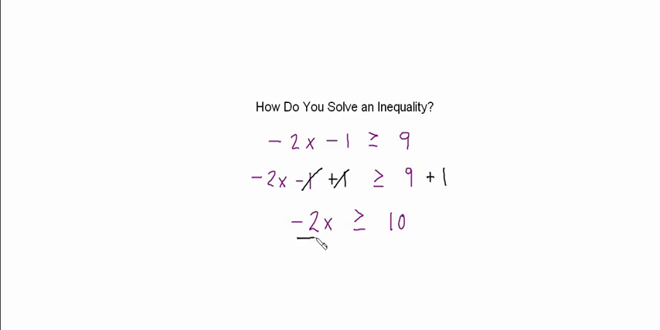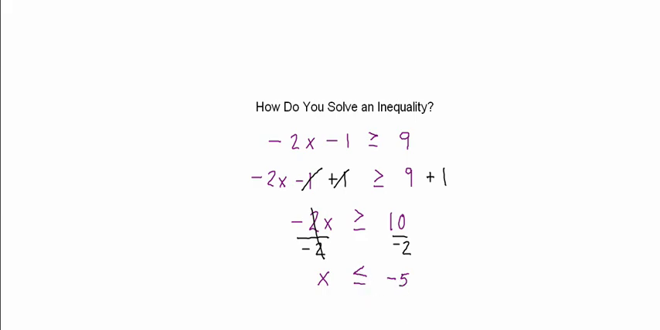Our next step is to divide each side by negative 2. That leaves us with x on the left side of the inequality and negative 5 on the right side of the inequality. And since we're dividing by a negative value, we have to reverse the inequality. So we're going to write less than or equal to. So the solution to this inequality is x is less than or equal to negative 5.